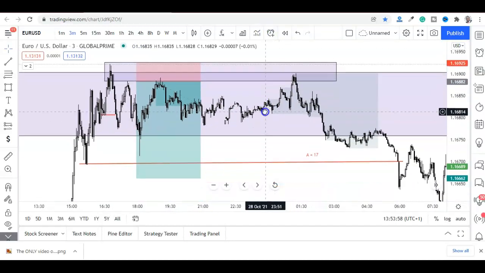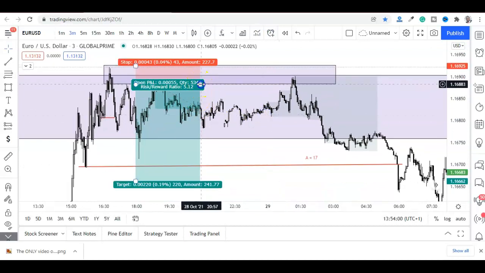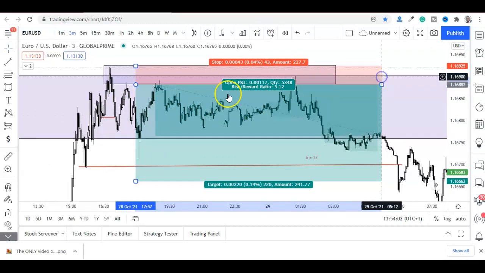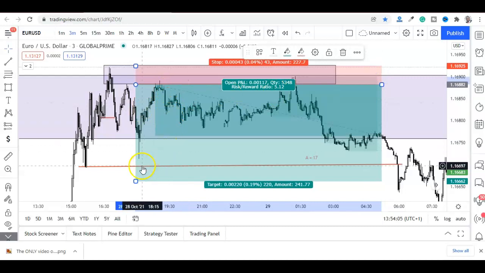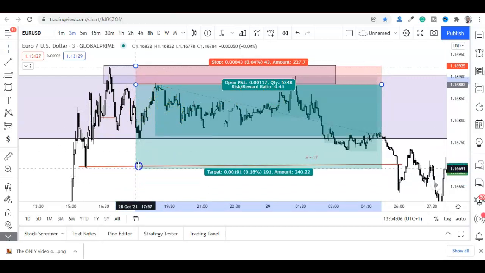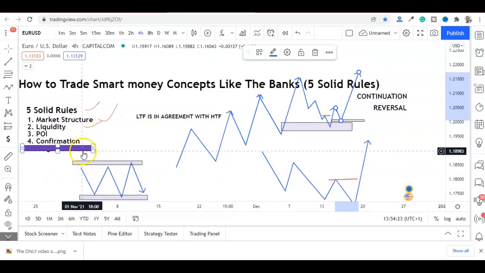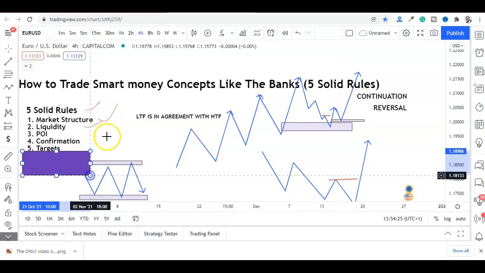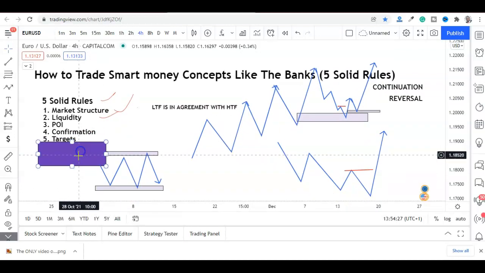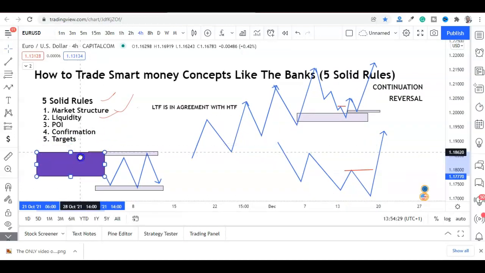Then the last rule is, when you enter the trade, where are your targets? First, you can target the origin here. When you target the origin, you have a 4 to 4 hour. If you enter here and you allow price to play, the last one here is simply number 5, your target. You should have a target.